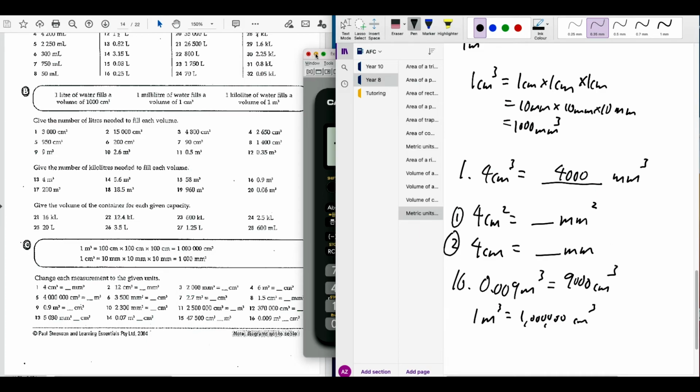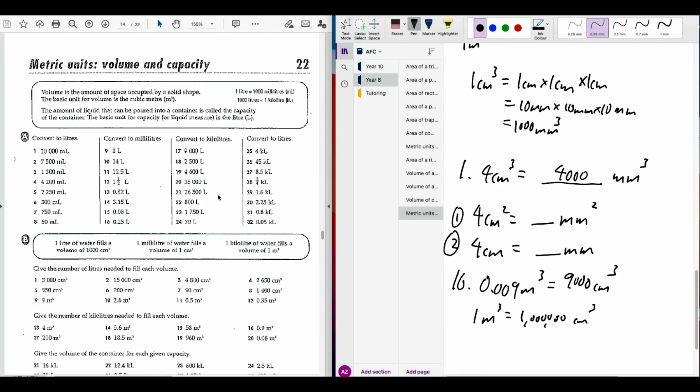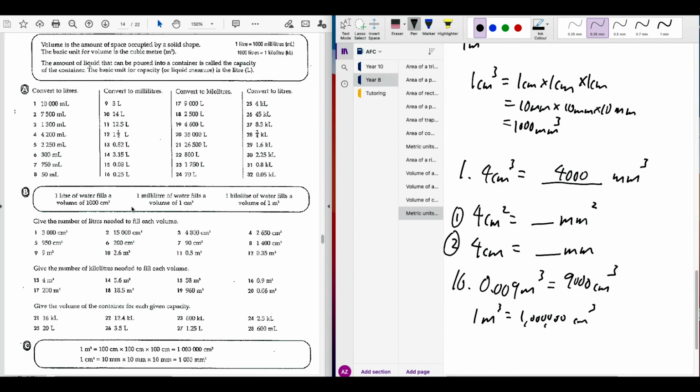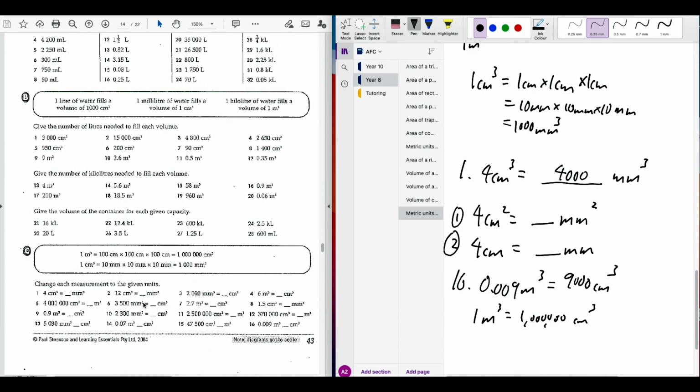Okay, so just to recap for today's lesson. In today's lesson, what we did is we learnt about a new thing called capacity, and that's basically liters, milliliters, or kiloliters. So in section A, they're just going to ask you to convert between milliliters to liters, kiloliters to liters, and so on. Now in section B, this is expressing a relationship between capacity and volume. So you need to know that 1 liter is equal to 1,000 centimeter cubed, and so on. And section C is asking you to convert between different volumes.